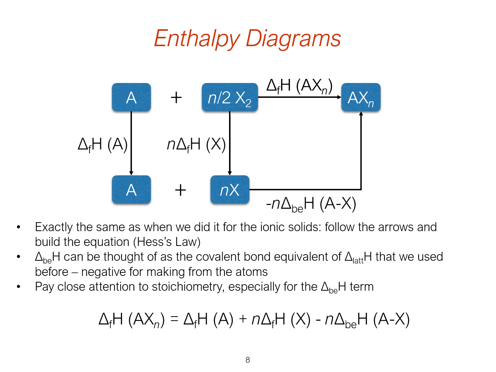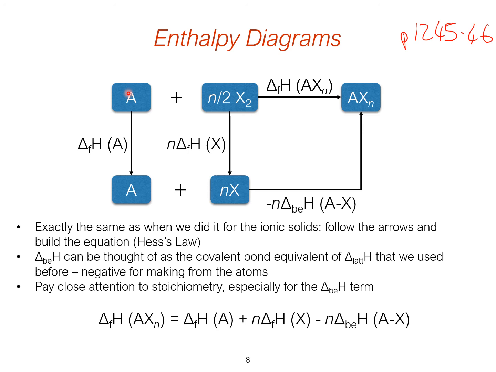The final thing that I wanted to summarise was the use of enthalpy diagrams to see why some molecules or compounds are more stable than others. And we've already seen one question about it when we looked at the stability of phosphorus halides. And if you want to see a worked example of it in the book, they're on pages 1245 to 1246. And this is almost exactly the same way as when we did it for the ionic solids.